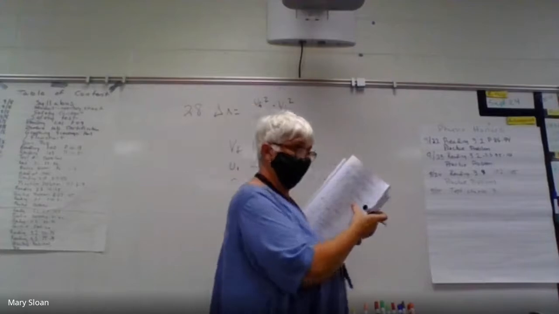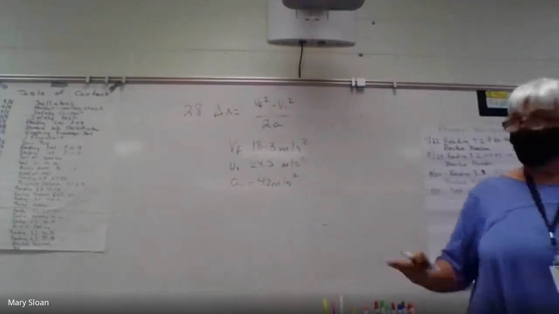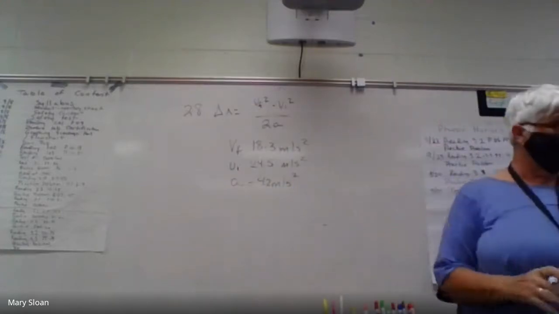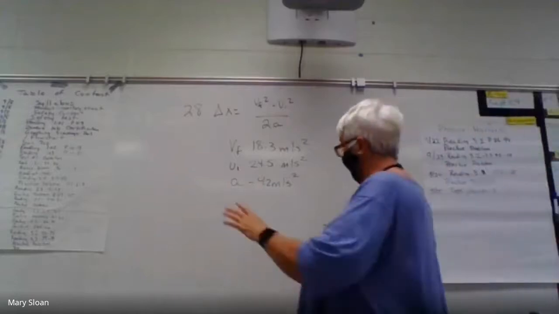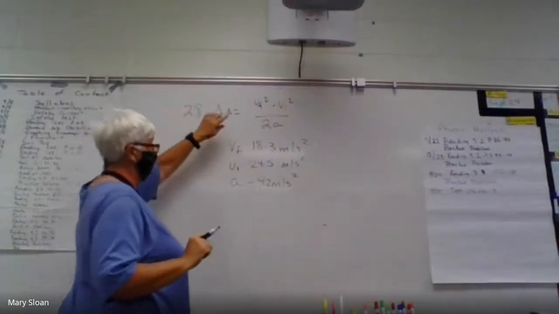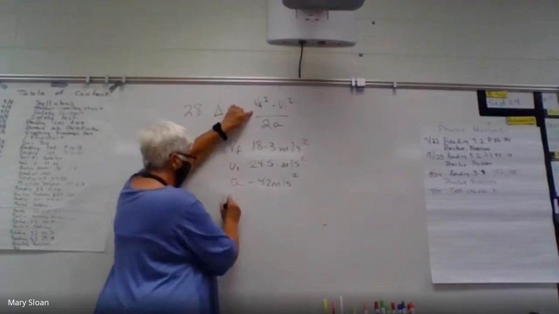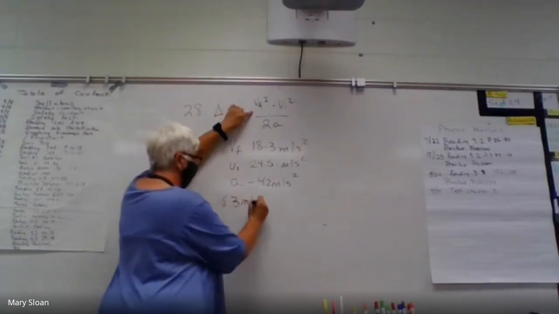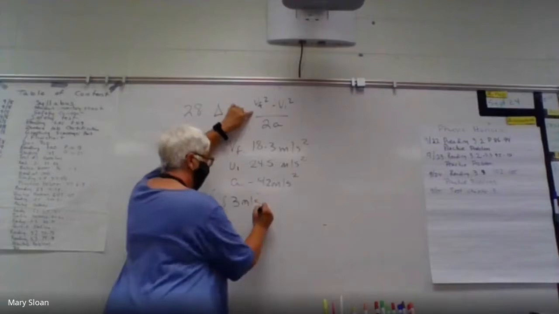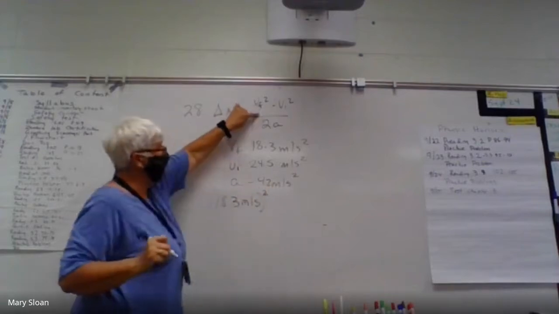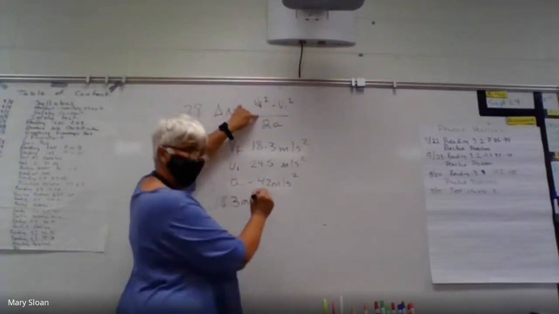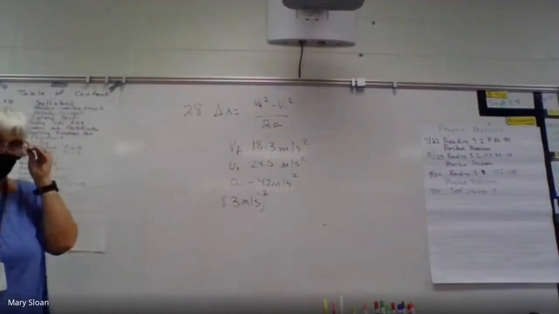Okay, is everybody good so far? Can we plug it into our formula now? Velocity final is 18.3 meters per second. We're going to square that, right? Because that's what the formula says. Let me slow down a little bit. Yes, ma'am, I'll stop.